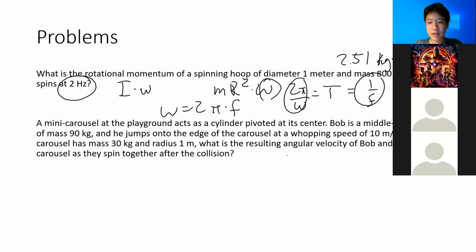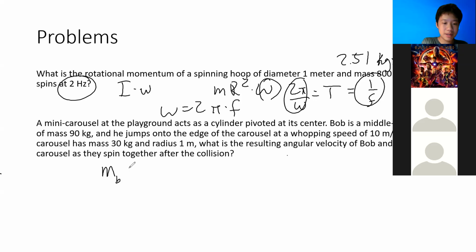So now for the last one. Bob jumps on a carousel, a mini carousel at the playground, and starts spinning with Bob on it. So, well, we can take this interaction as a collision, all right? Because Bob kind of collides with the carousel, right? And the thing is, there's no net external force acting on the system. There's no net external torque acting on the system. So we can just use the conservation of momentum.